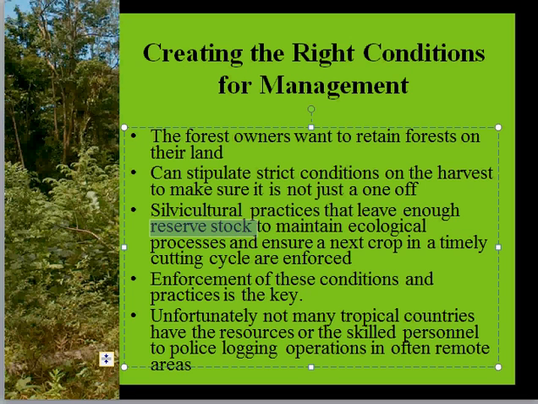Enforcement of these types of management and these conditions and practices is the key to sustaining the renewability of the resource and making sure that it holds its values into the future. Unfortunately, not many tropical countries have the resources or the skilled personnel to police logging operations in what is often very remote areas. I can give you the example of Guyana, but these sorts of things happen in Trinidad as well.